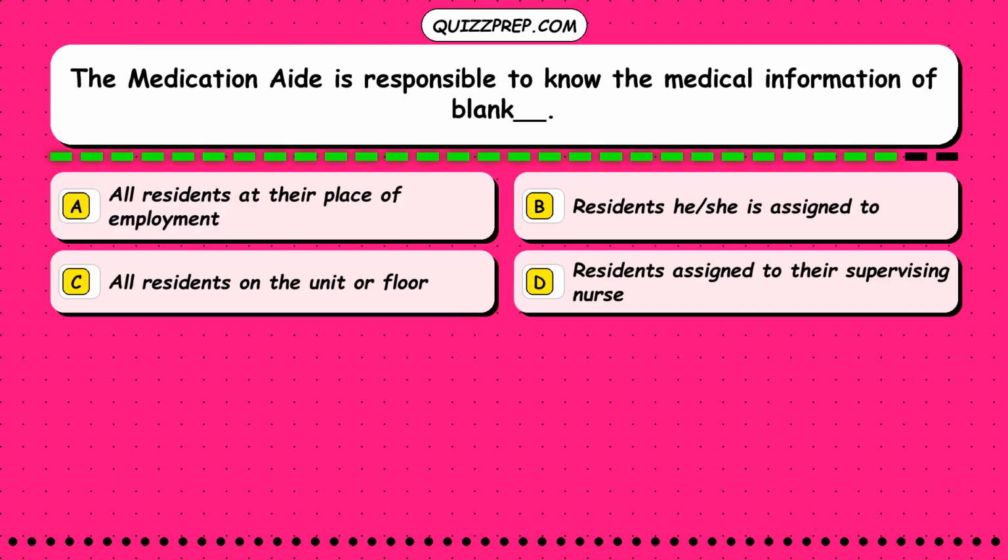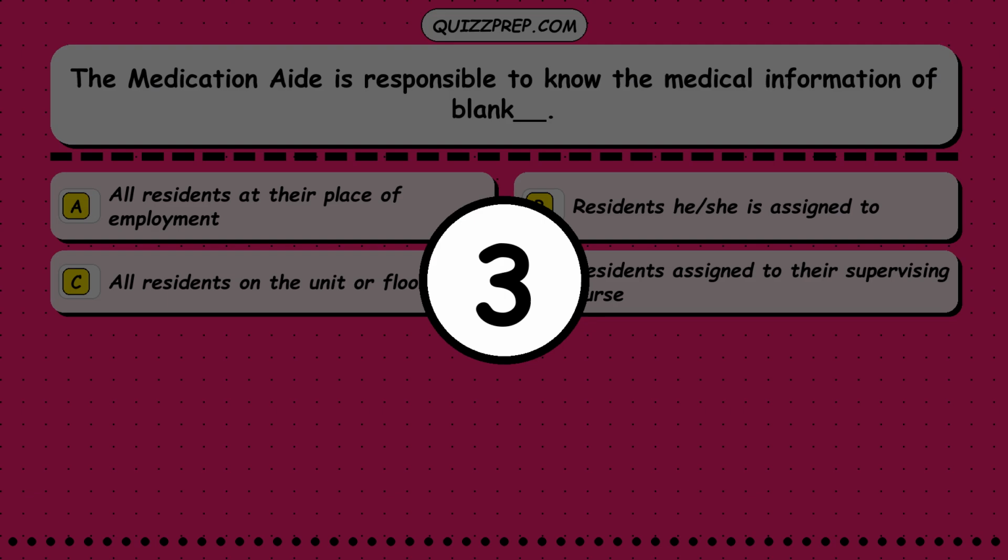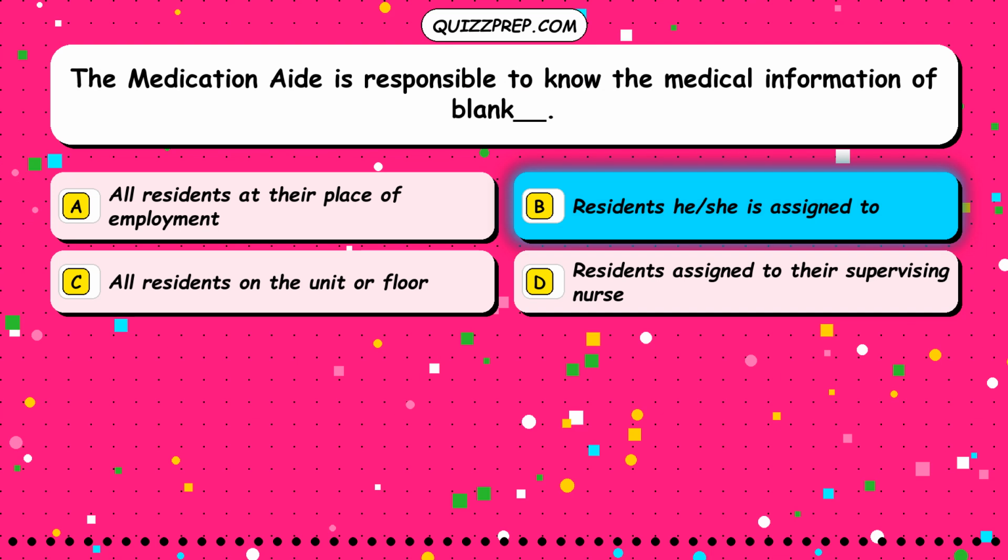Question 51. The medication aide is responsible to know the medical information of blank blank. Option A, all residents at their place of employment. Option B, residents she is assigned to. Option C, all residents on the unit or floor. Option D, residents assigned to their supervising nurse. The correct answer is option B, residents she is assigned to.